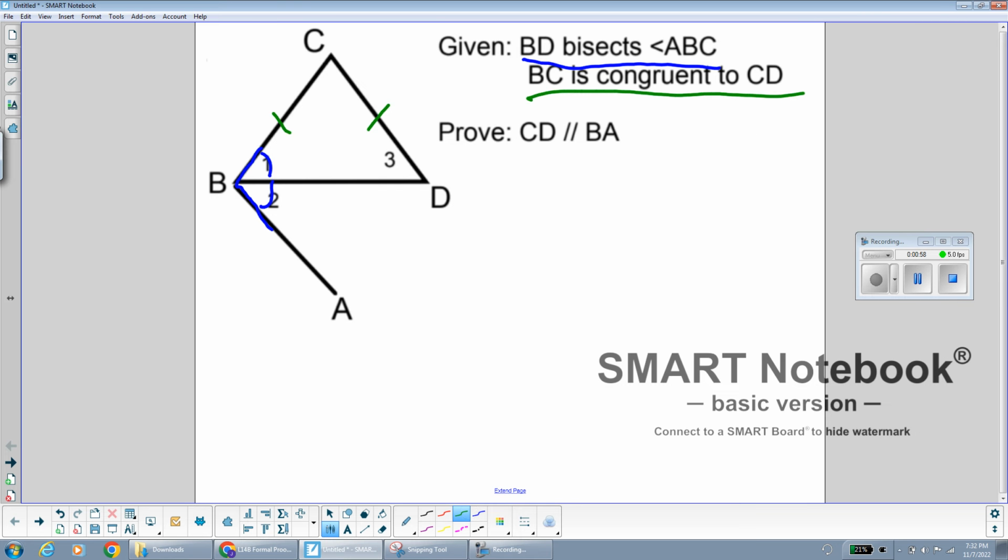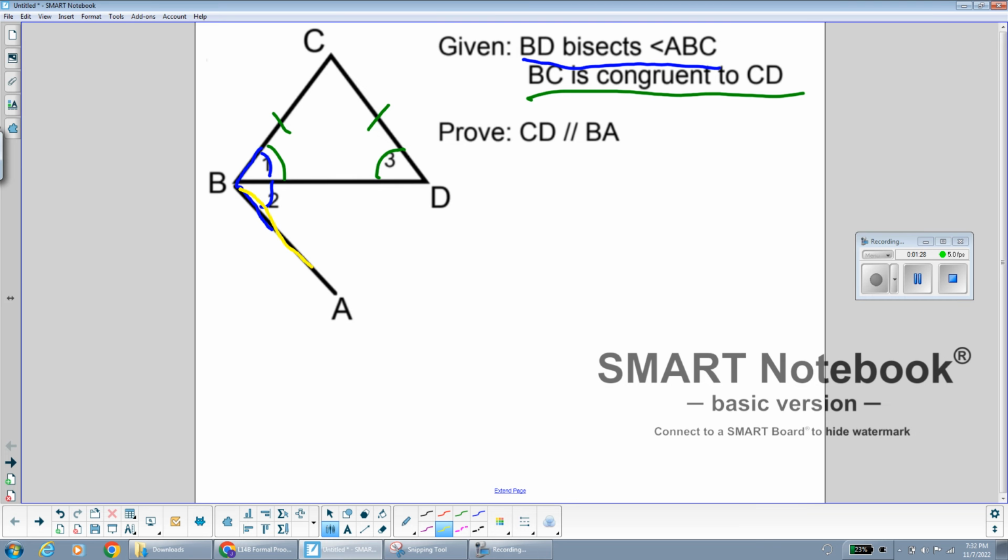My next given says that BC is congruent to CD. So I see in this triangle over here, I have two equal sides. And remember, two equal sides of a triangle, an isosceles triangle, means two equal angles. So I also know that angle 1 is congruent to angle 3. So since angle 1 is congruent to angle 2, and angle 1 is congruent to angle 3, I know that angle 2 and 3 have to be the same.